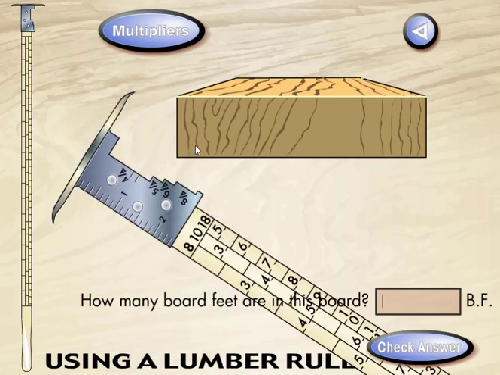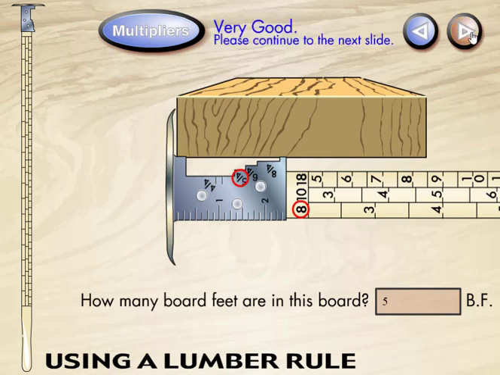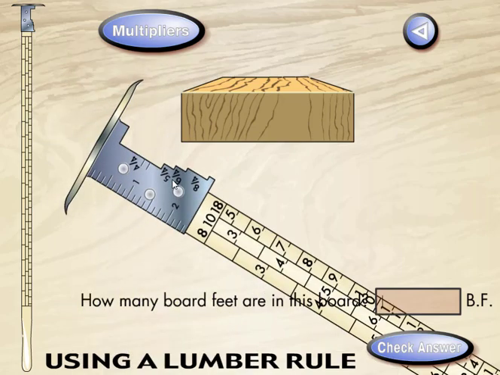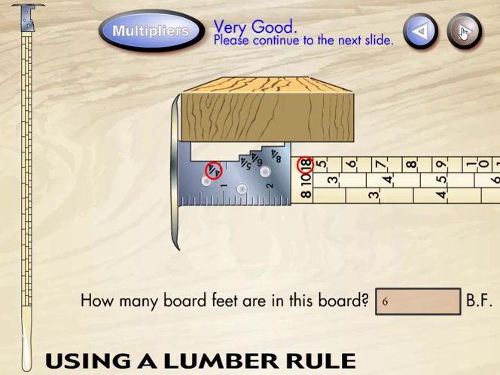A 5/4 board, 8 feet long, measures about 3.75 board feet. Multiply that times 1.25, and your answer is approximately 5 board feet. A 4/4 board, 18 feet long. Measure your surface measure. You should have said 6 board feet.